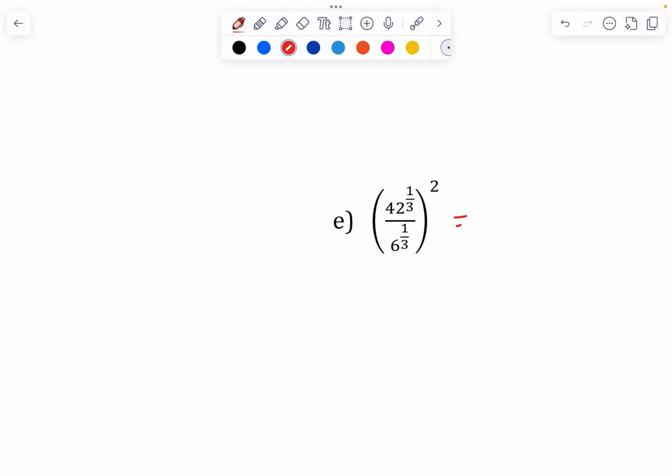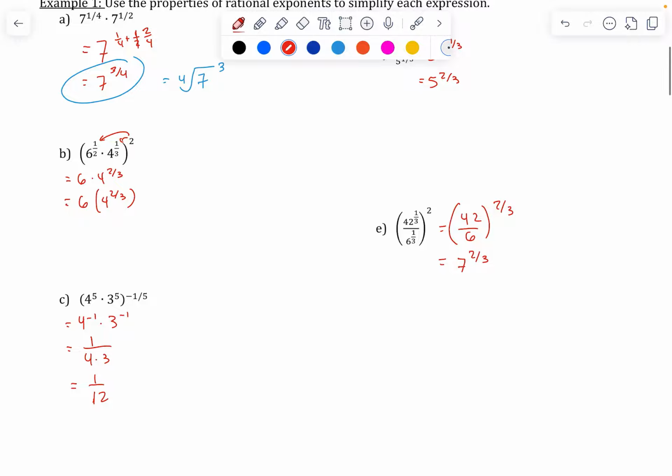Here, bring the powers in, so it's going to become 42 over 6 to the 2/3 power. And then, oh, sorry, I didn't bring the power in. I pulled the 1/3 out because then I can simplify 42 divided by 6 and get 7 to the 2/3 power. If I was to bring it in, I could still get the same answer. It would just take an extra step.